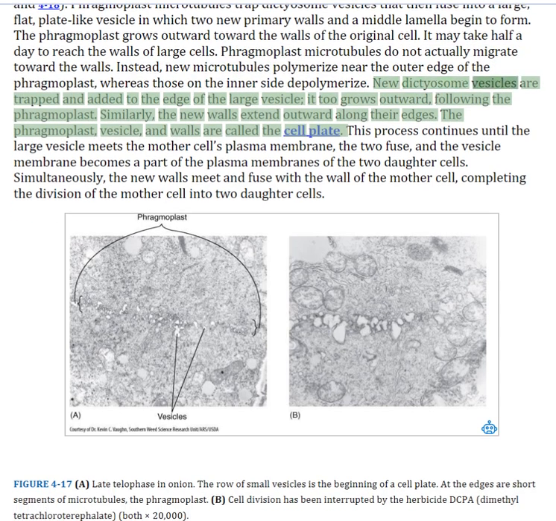New dictyosome vesicles are trapped and added to the edge of the large vesicle. It too grows outward, following the phragmoplast. Similarly, the new walls extend outward along their edges. The phragmoplast, vesicle, and walls are called the cell plate.